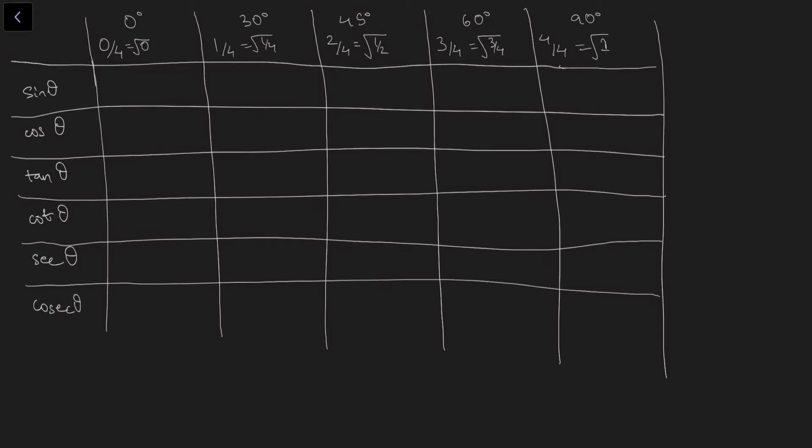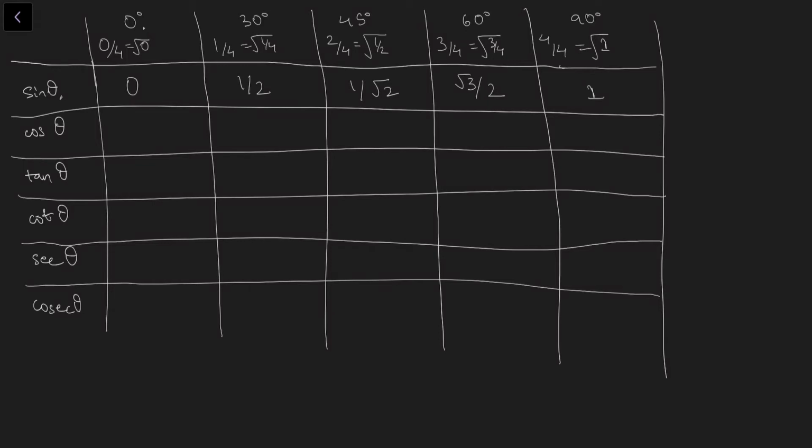And we're going to put those values of the square roots in the places of sine theta. So if we say sine 0, then we get 0 because the square root of 0 is 0. If we take sine 30, then we get 1 by 2 because the square root of 1 by 4 is 1 by 2. Similarly, for sine 45, we'll get 1 by root 2. Sine 60, we'll get root 3 by 2. And for sine 90, we'll get 1.